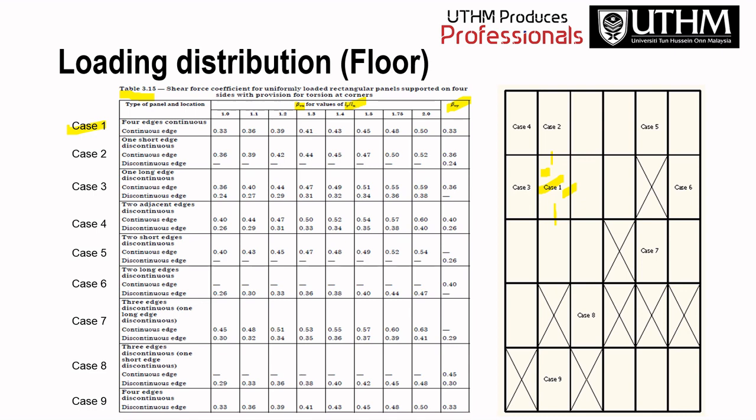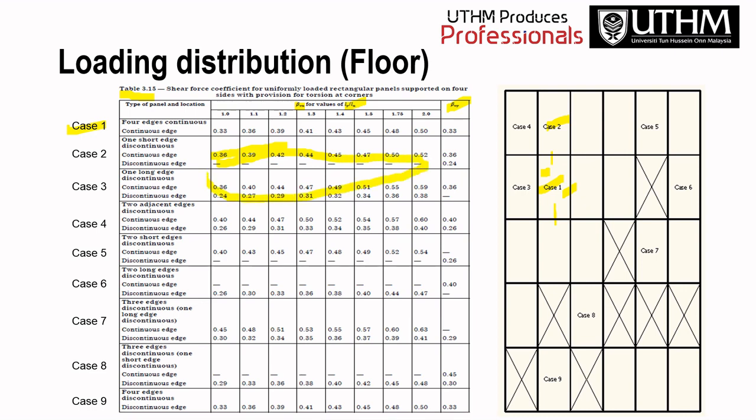Case 2 is one short edge discontinuous. Here in case 2, the longer edge is continuous, but this short edge is not continuous with another slab. For the continuous edges, you can refer to this row, and for the short discontinuous edge, you refer to this one, which has no value.